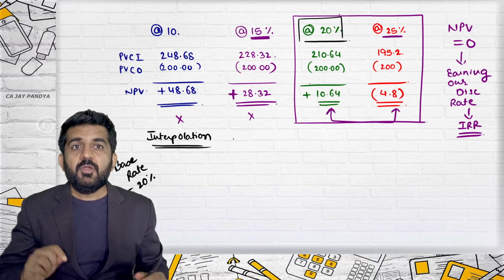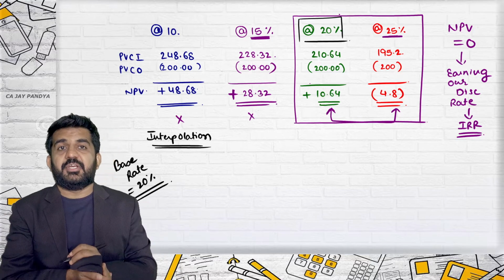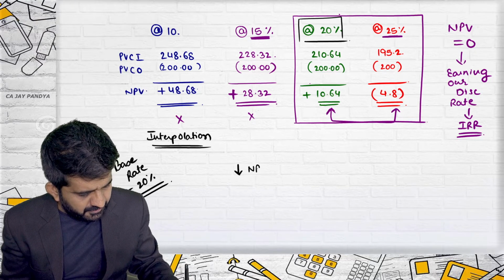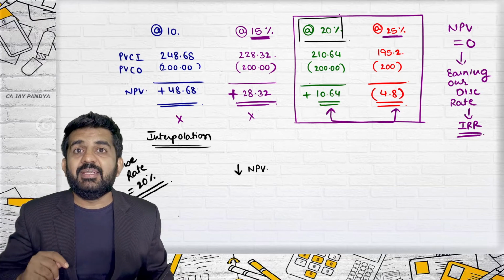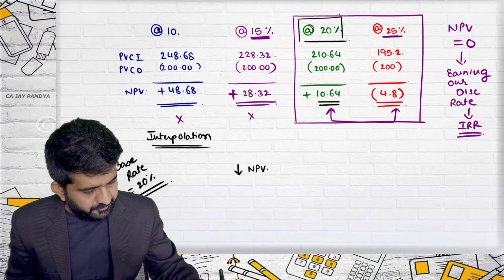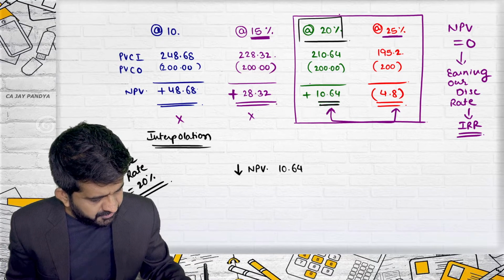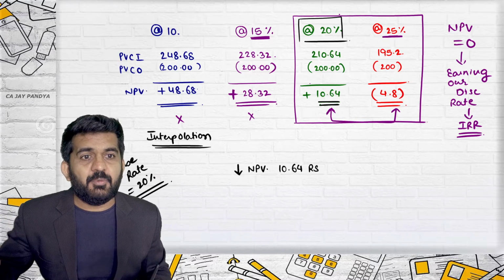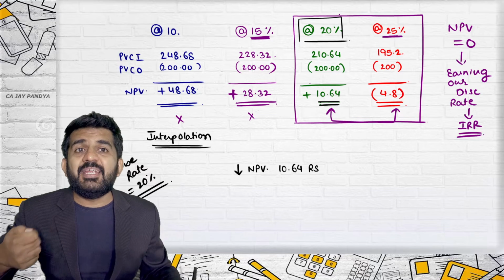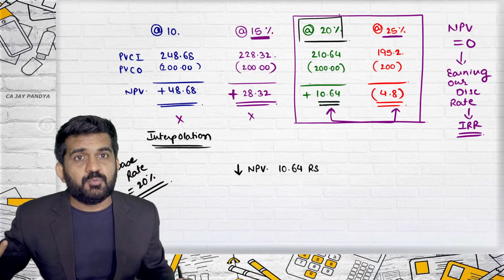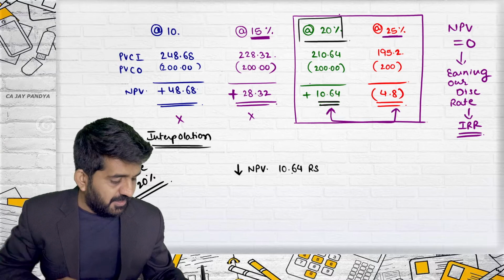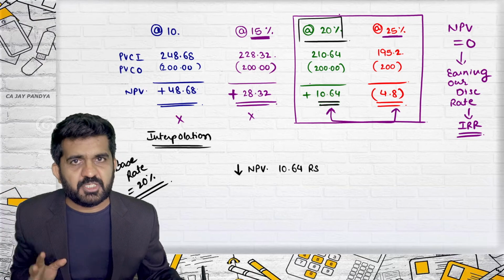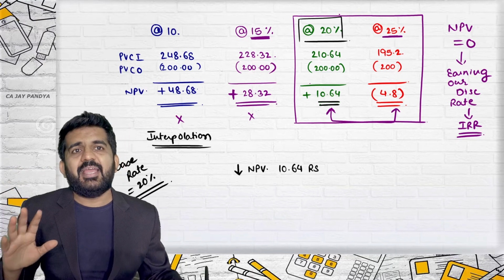Alright. From our base rate 20%, if I decrease my NPV by 10.64 rupees from 20%, what was NPV at 20%? 10.64. From 20%, at NPV 10.64, if I reduce more NPV by 10.64, then my NPV will become 0. Right now it is 10.64 at 20%. If I reduce my NPV by 10.64, my NPV will be 0. Is it all right?